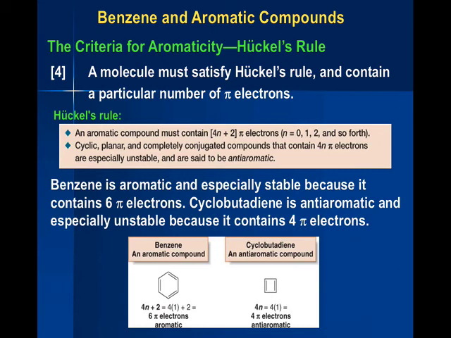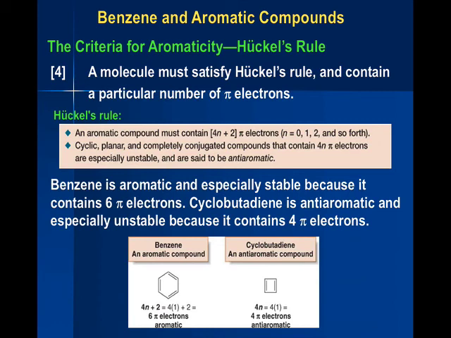If you look at cyclobutadiene, it can be planar. It is cyclic. It is completely conjugated. It does not satisfy Hückel's rule. 4n plus 2 equals 4 does not satisfy Hückel's rule. It satisfies the 4n rule, not the plus 2 rule. Okay? It has 4 pi electrons. This is called an anti-aromatic compound.